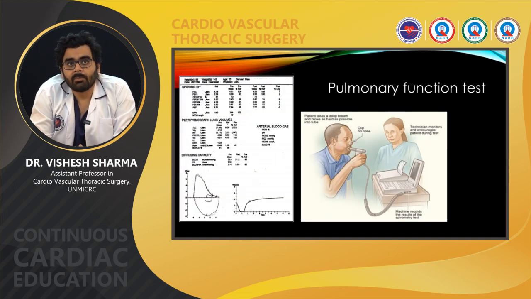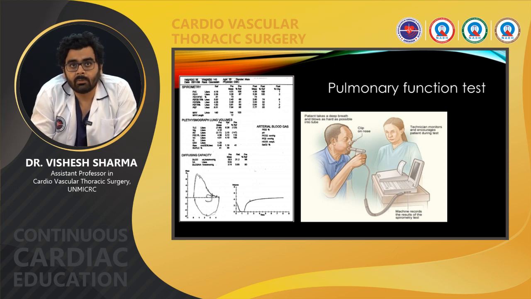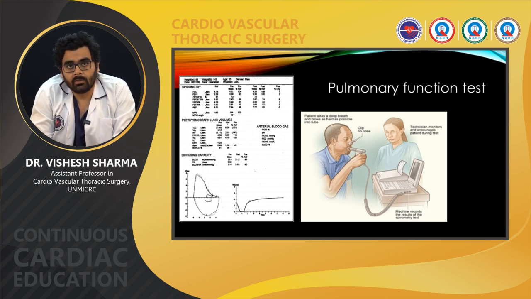So this is what a normal PFT report looks like. It is divided into three parts. There's a spirometry, the plethysmography, which includes the lung volume, and the diffusing capacity of the lung. This is what the modern spirometer looks like, and this is an illustration of how the patient uses the same machine.